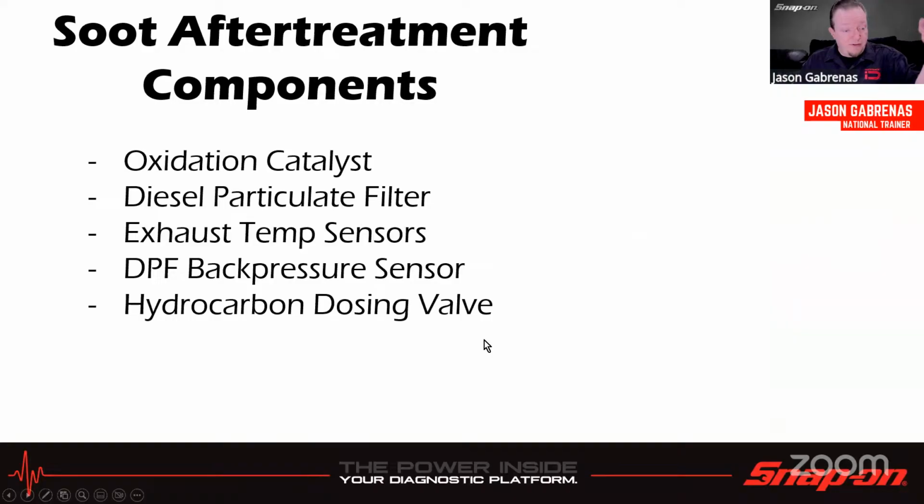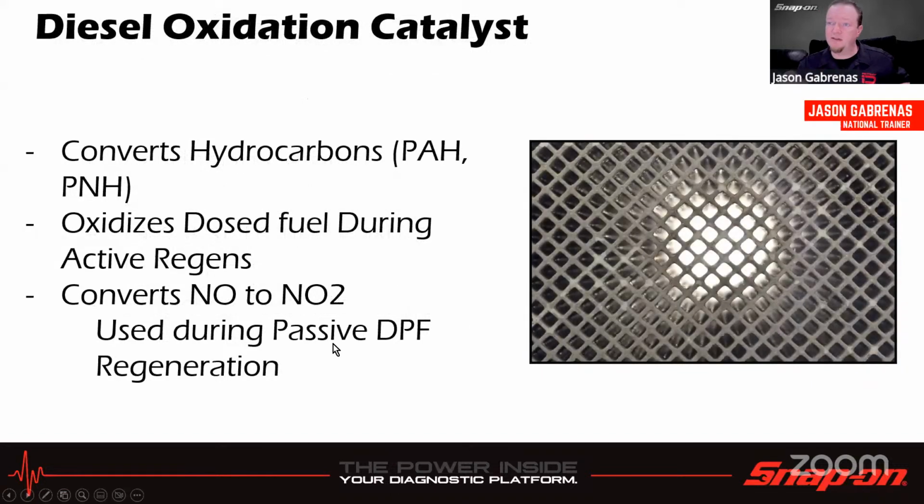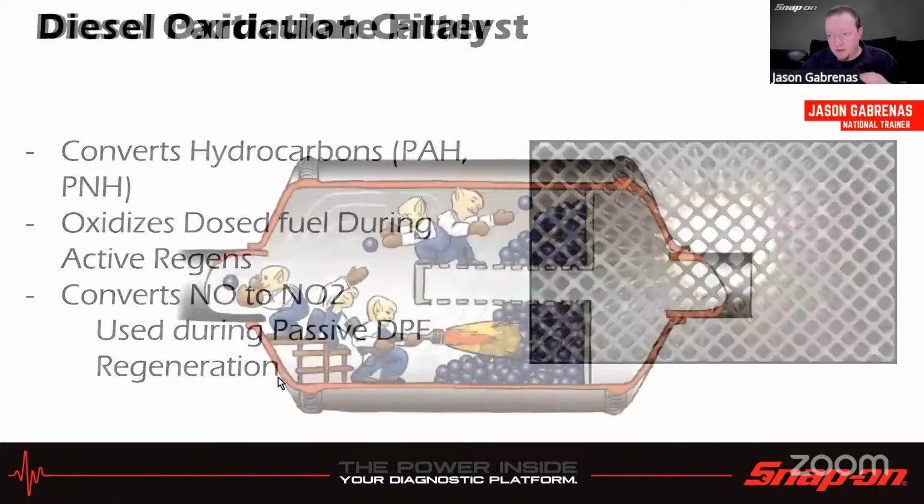After treatment, after the EGR there, we're going to have the oxidation catalyst, the diesel particulate filter, exhaust temp sensors, DPF back pressure sensor, differential pressure sensor, whatever you want to call it, hydrocarbon dosing valve, and that's just in the general DPF area. Now, the catalyst itself converts hydrocarbons into other stuff. Oxidizes dosed fuel during active regens as well. Converts oxides of nitrogen to nitrogen gas, used during passive DPF regeneration as well.